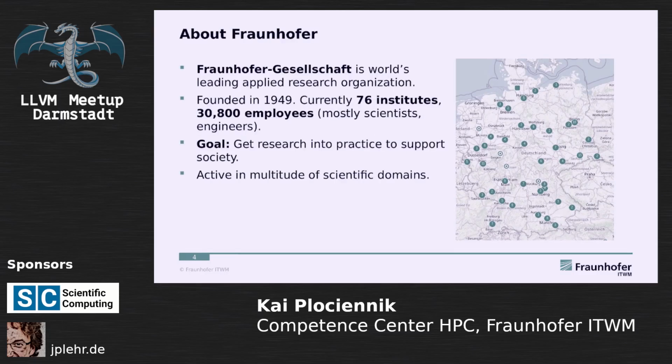First, about the Fraunhofer Society. The Fraunhofer Gesellschaft is a very large leading applied research organization. We have currently 76 institutes and over 30,000 employees in Germany. And the goal is to get research into practice to support society. And we are working in a multitude of scientific domains: engineering, biology, electronics, and so on.